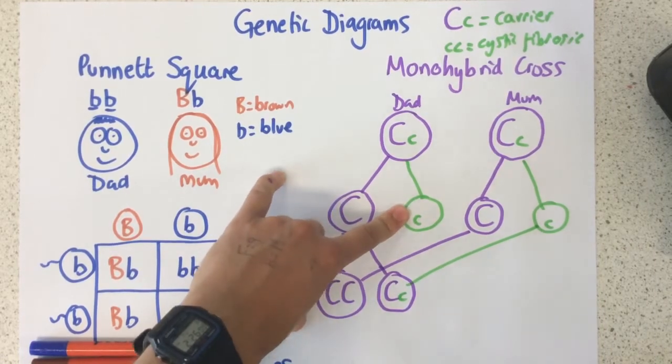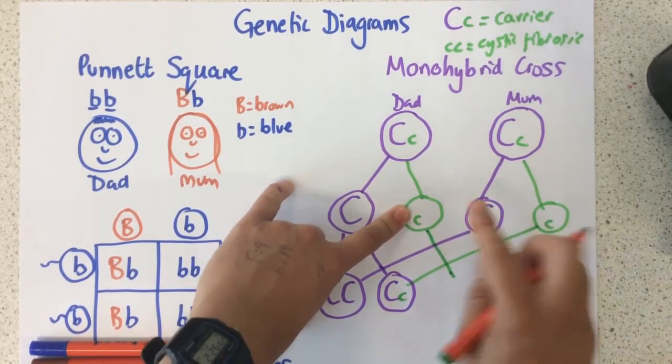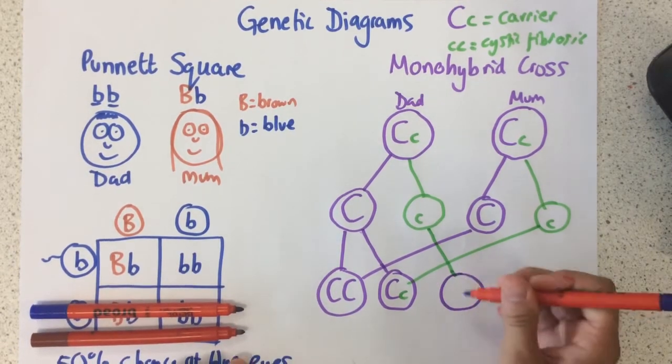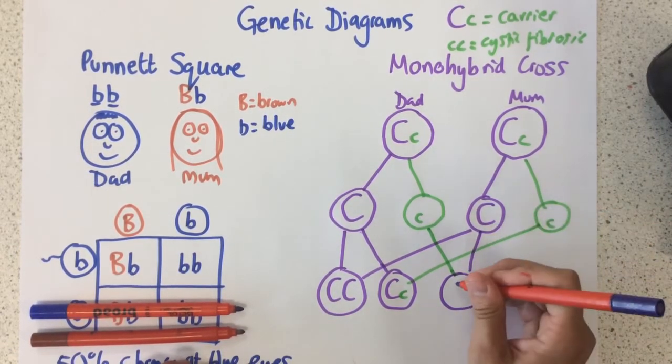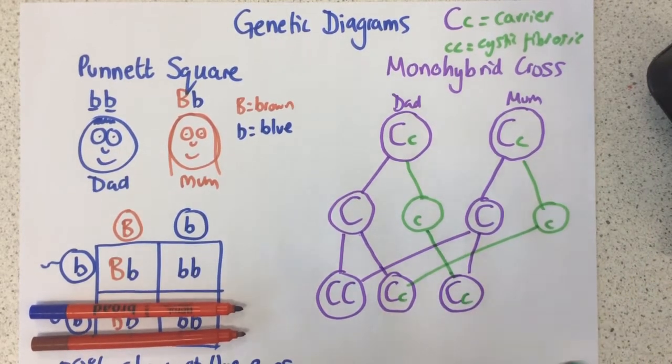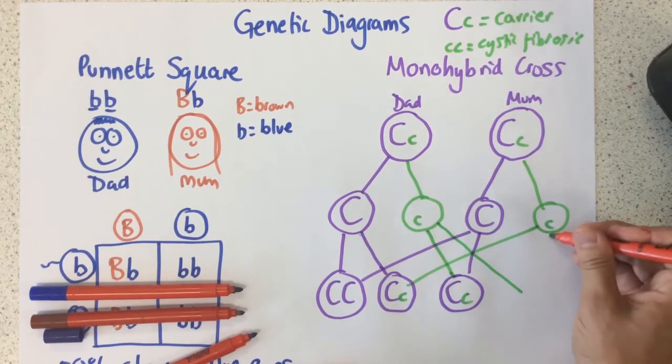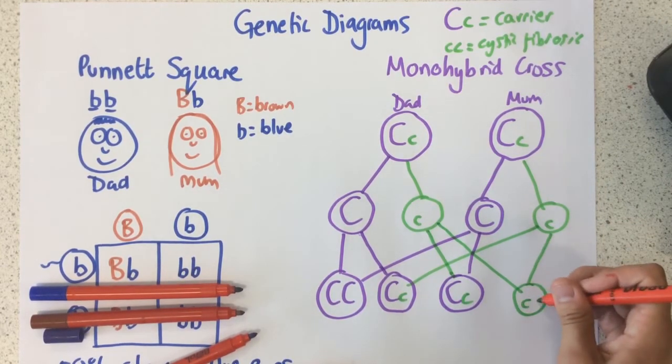What about if Dad produced that sperm? Instead, we'd see that sperm fertilizing that egg there. So we'd have big C, little c. And finally, we could have this one joining with this one to make little c, little c.